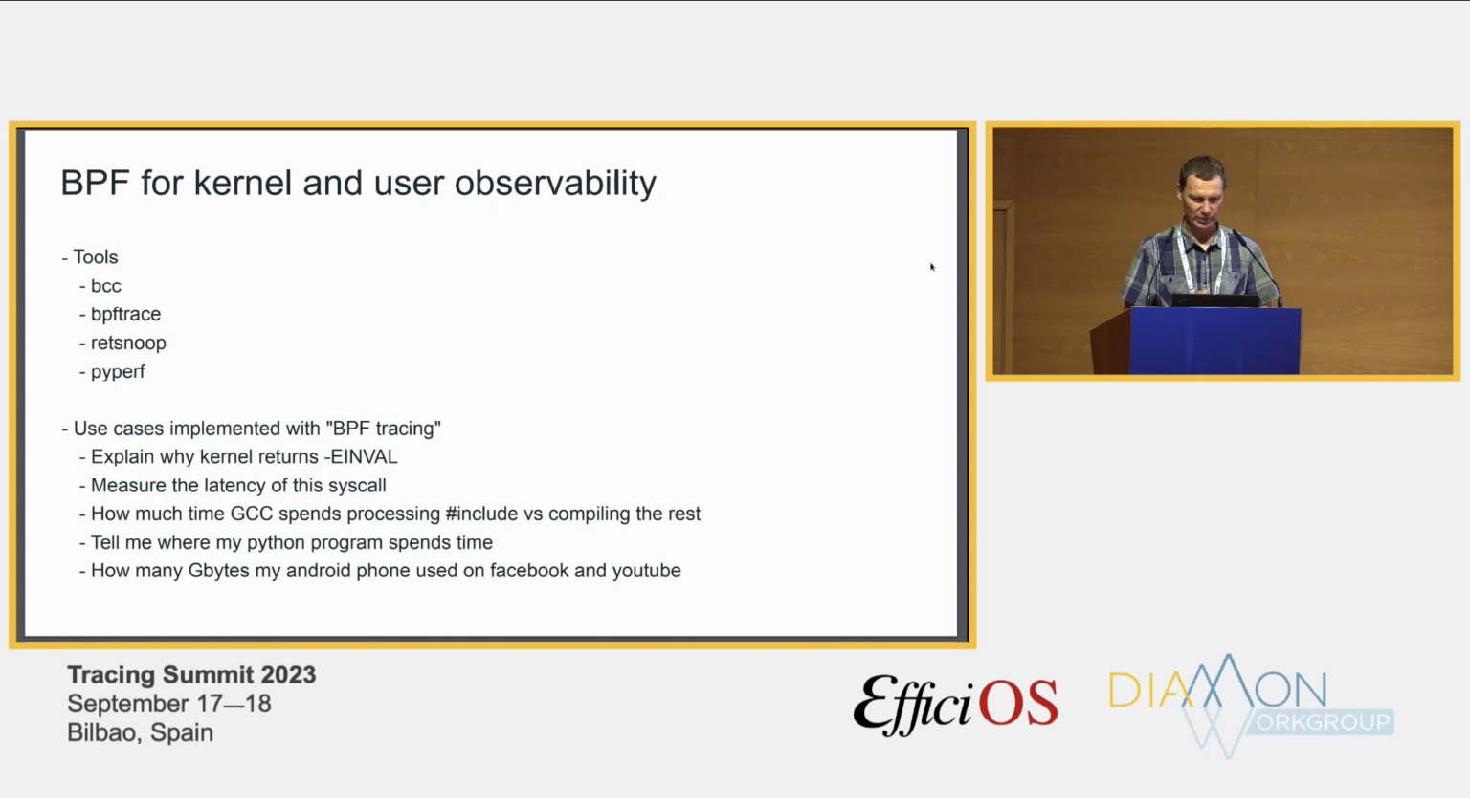Back to tracing. Some say that BPF can do everything, some say that BPF cannot do much at all. For example, what BPF can do now are these use cases that I really love. In particular, the first one: explain why the kernel returns EINVAL. This is done with a tool called retsnoop.